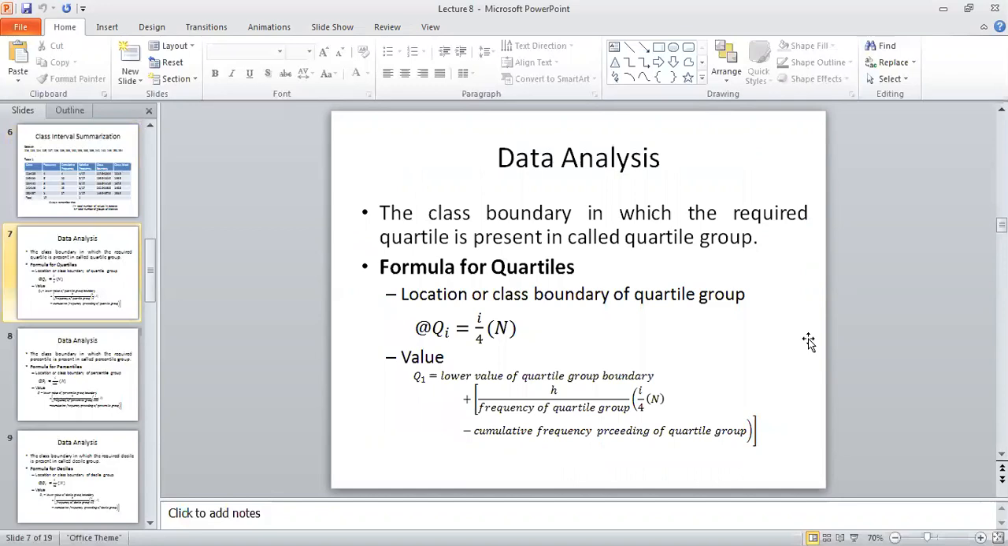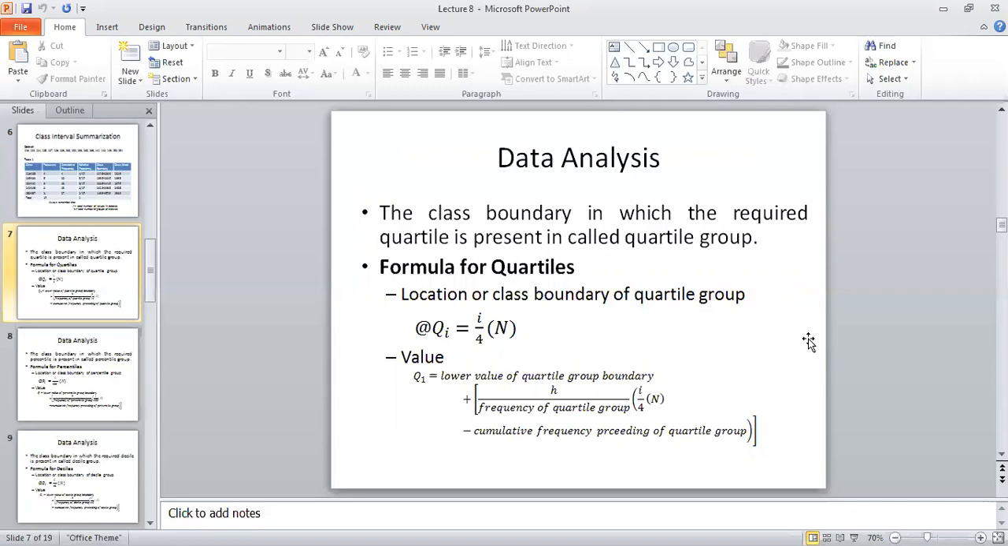Now the interesting thing is that whether we are working with quartiles, percentiles or deciles, they have a very similar way of calculation. The first thing is that we have to find the location of the quartile, percentile or decile, and secondly we have to find their values. But the procedure is slightly different and the formula is much different from what we do for the ungrouped data statistics.